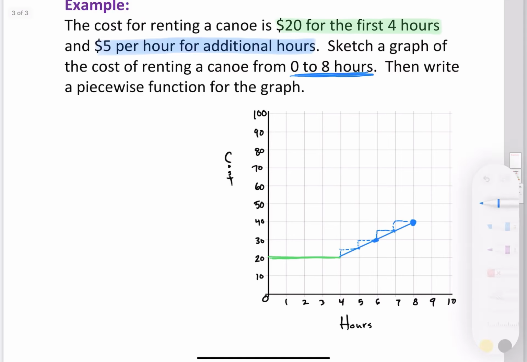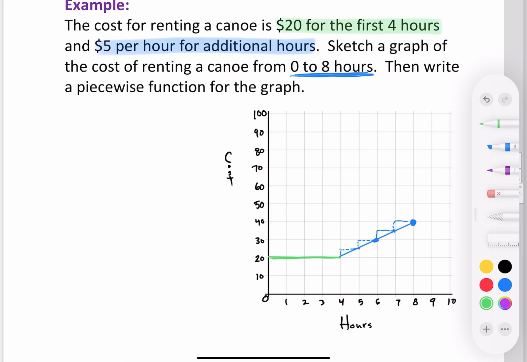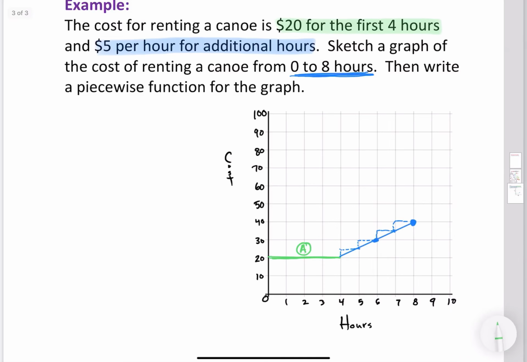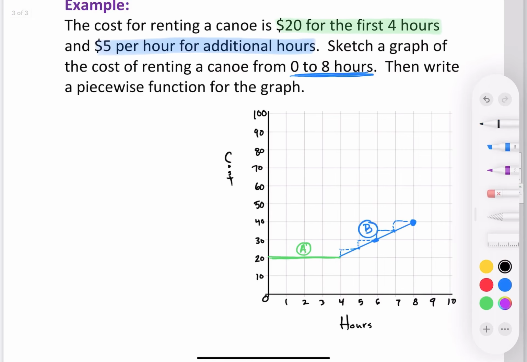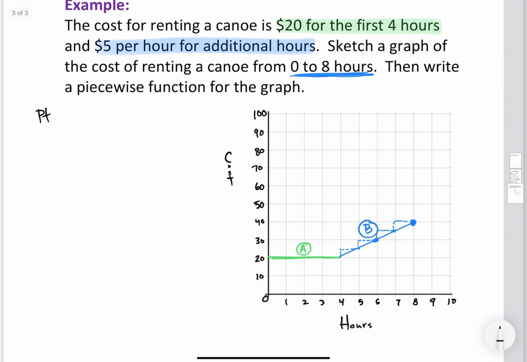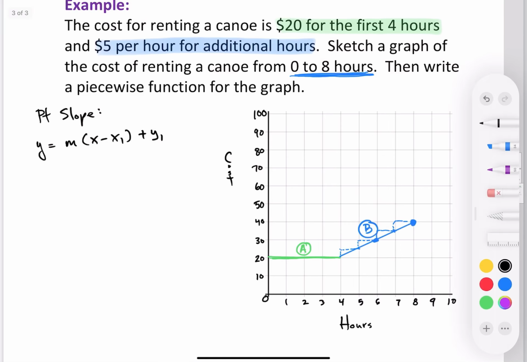Now remember, we have two pieces here. Our first piece is this flat line. And then we have another piece where we have this slanted line where it's being charged $5 per hour. Okay, so now we're going to write out our pieces. We're going to write out our point slope form. Remember the point slope form, when we rearranged it, it now looks like y is equal to m times x minus x1 plus y1. So I'm going to start off with my first piece here.